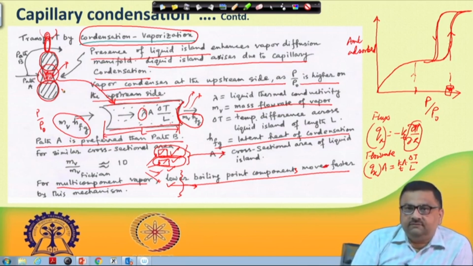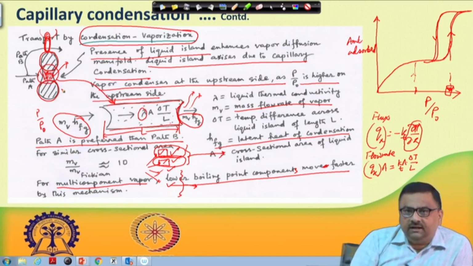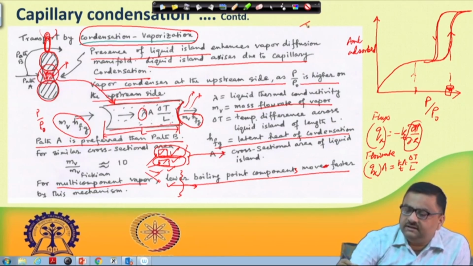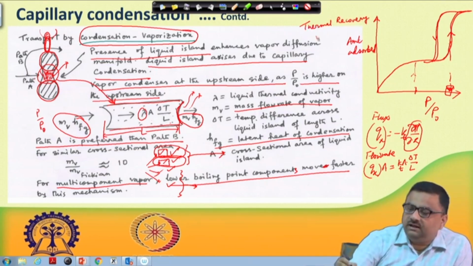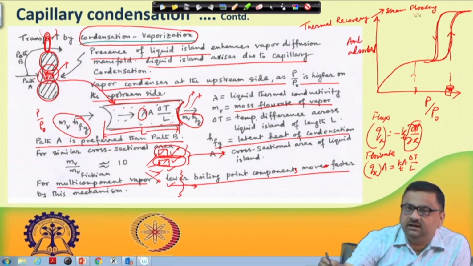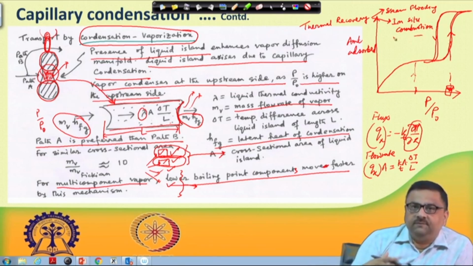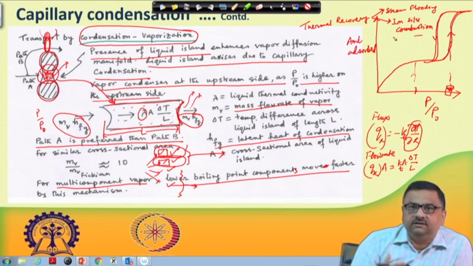In fact, this condensation vaporization mechanism also appears in the hydrocarbon production process. There is a process known as thermal recovery, which comes under the enhanced oil recovery schemes. Under thermal recovery, you can have a process known as steam flooding. There is another process known as in situ combustion. In these processes, whenever you increase the temperature, you generate vapor, and that vapor would be a mixture of all the components a crude oil has.